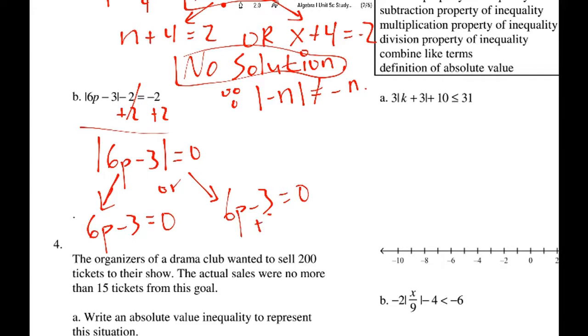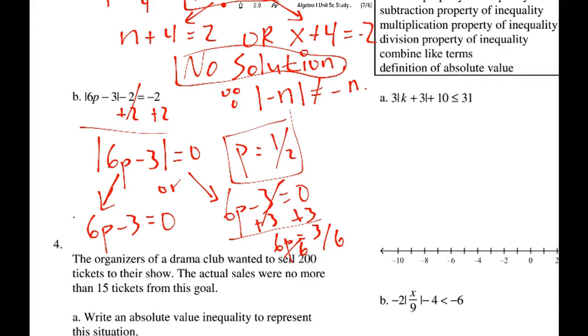So if you were to solve for p, I'll use the division property. You're going to realize you're only going to get one solution. p equals 1/2. And you would get the same for here. Okay, so you would say one solution since a disjunction of an absolute value equaling 0 is only going to have one solution. Okay.